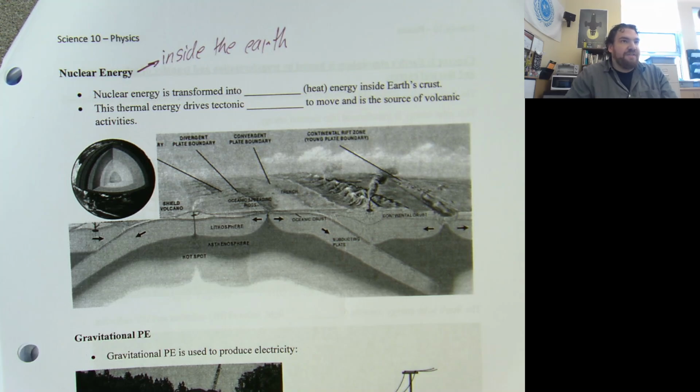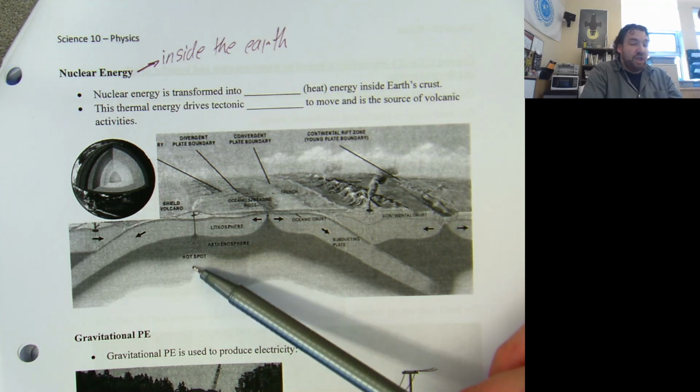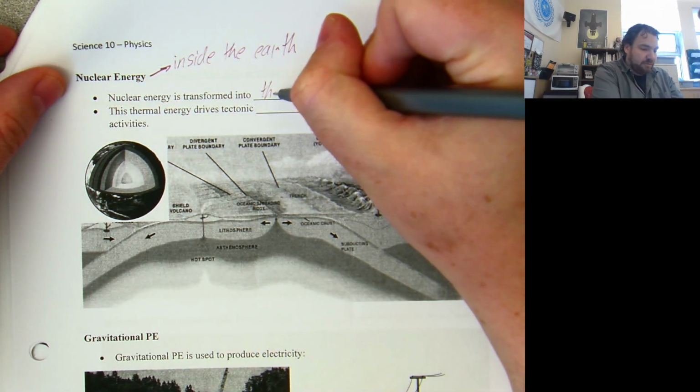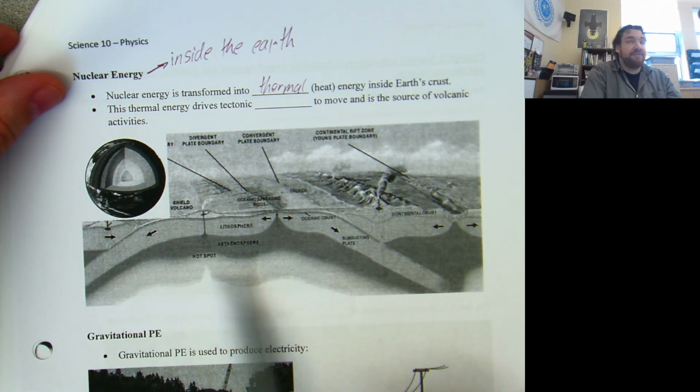So there are all sorts of heavy materials. When the Earth was formed, the Earth was mostly molten, like it was hot, and heavy things tend to sink. These really heavy radioactive materials sunk down into the Earth, and as they undergo radioactive decay, they release a ton of energy. That energy gets trapped inside the Earth and is partially, at least, responsible for a lot of the thermal energy. This blank right here is thermal, heat energy inside the Earth's crust.